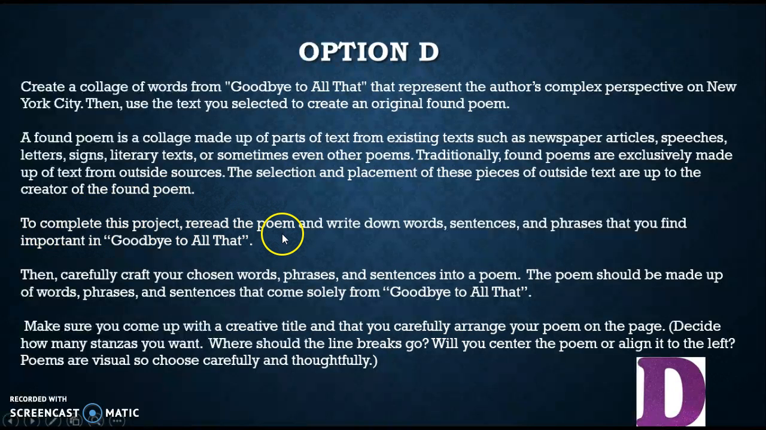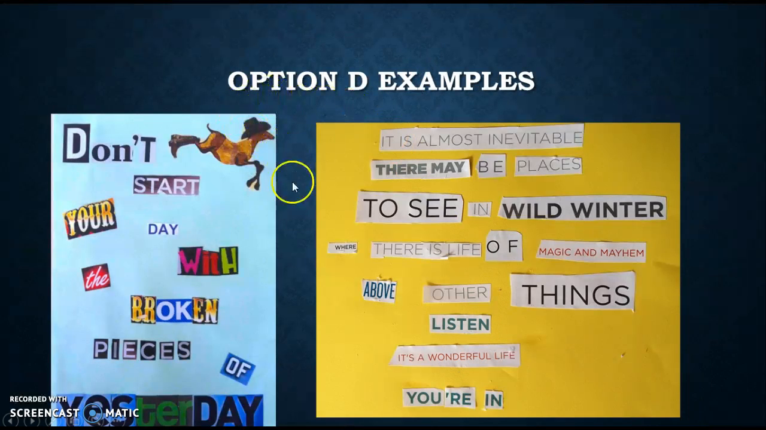To complete this project, reread the text and write down words, sentences, and phrases that you found important in "Goodbye to All That." Then carefully craft your chosen words, phrases, and sentences into a poem. It should be made up of words, phrases, and sentences that came solely from "Goodbye to All That." Make sure you come up with a creative title and then carefully arrange your poem on the page. Here are some examples.